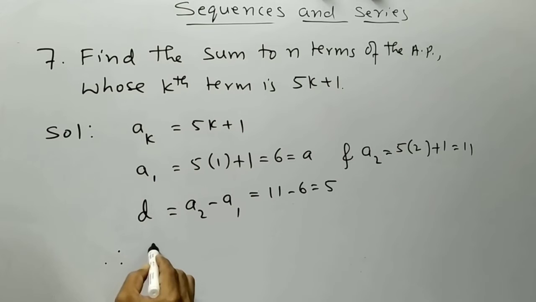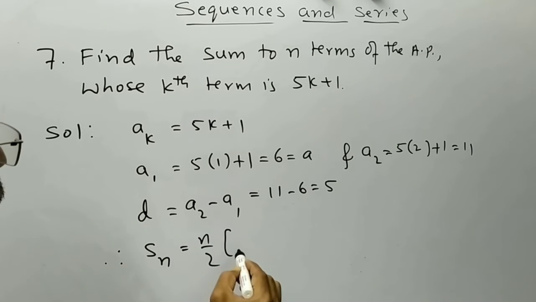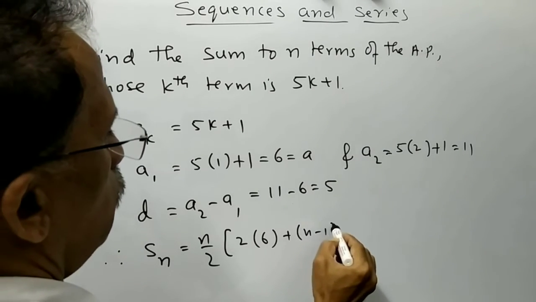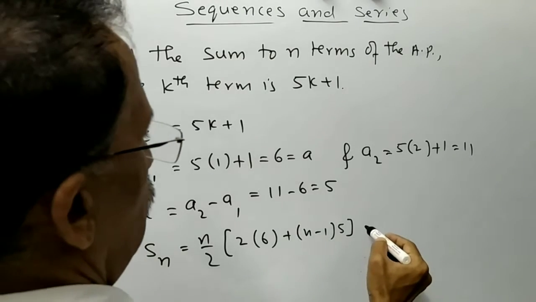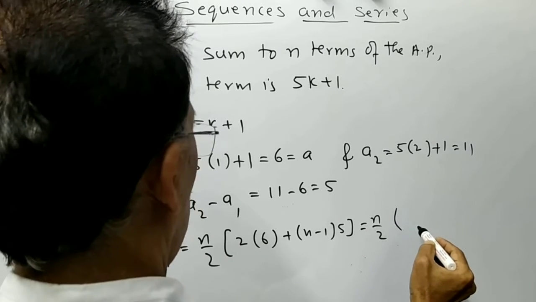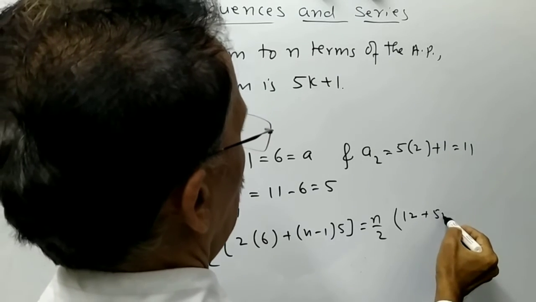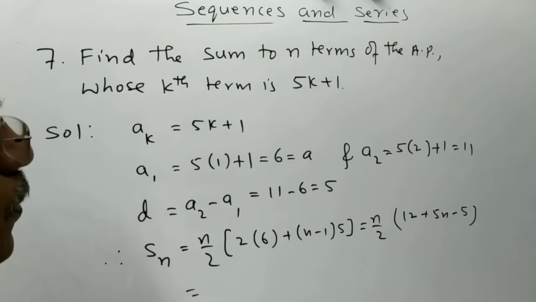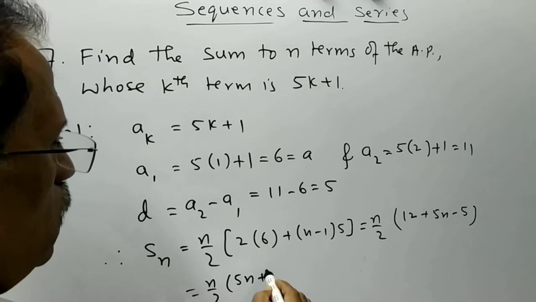Therefore, sum of n terms of an AP, that is Sn, is equal to n by 2 into 2a, that is 2 into 6, plus (n minus 1) into d, that is 5, is equal to n by 2 into bracket 12 plus 5n minus 5 is equal to n by 2 into bracket 5n plus 7.